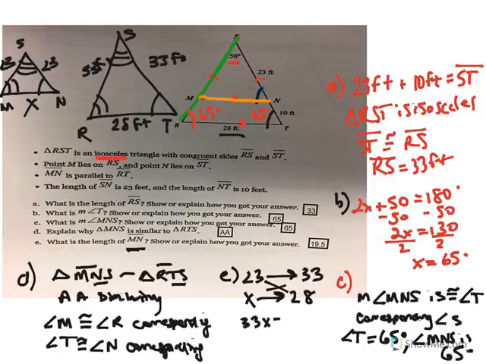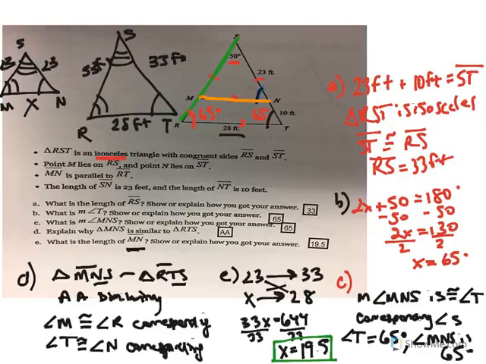33x equals 644. Divide both sides by 33. X is equal to 19.5, and we're done. So look how I labeled everything.